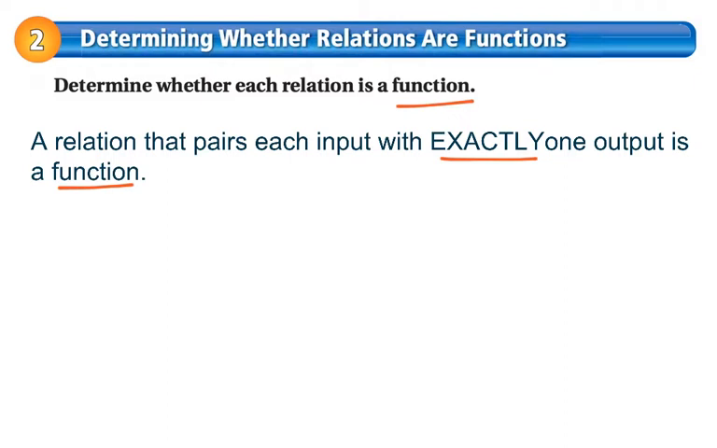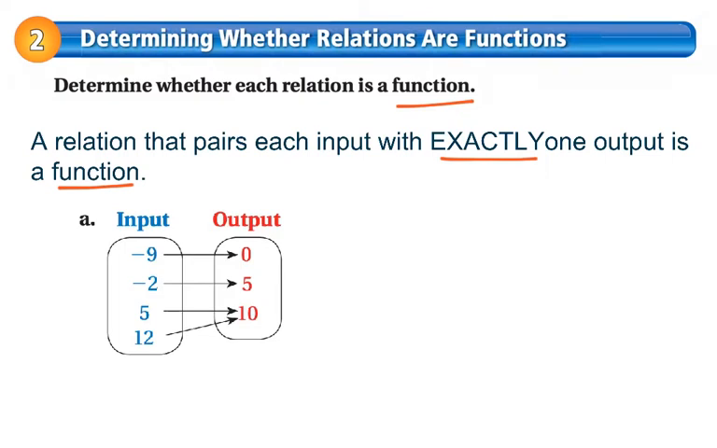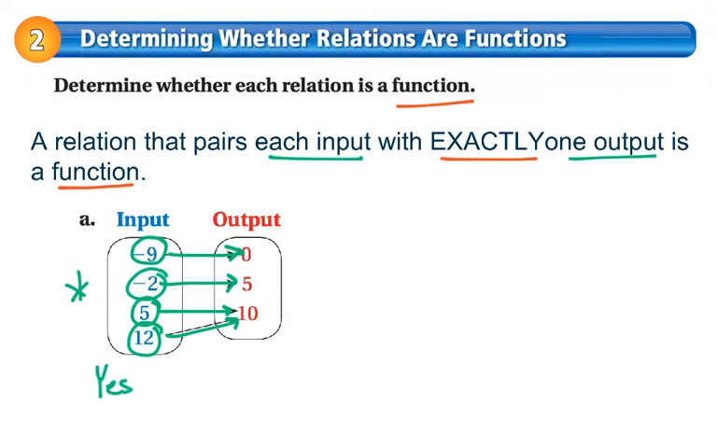So let's take a look at what that might be. So in part A here, we're going to take a look at each input and make sure that it only matches with one output. So we've got -9 here, which matches with only 0. That is an input with one output. So far, so good. -2 with +5 are matched with one output. +5 is matched with +10, matched with one output. And +12 with also +10, but again, each input, so all of these guys, are only matched with one output, and each one fits that category, so we would say yes, this is a function.